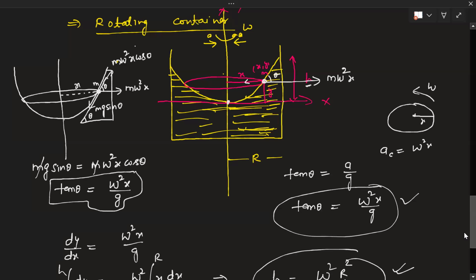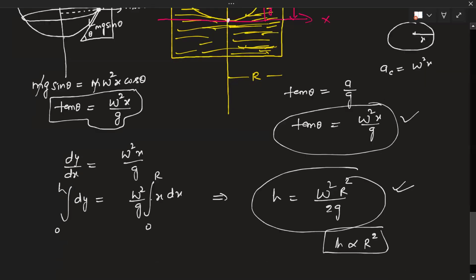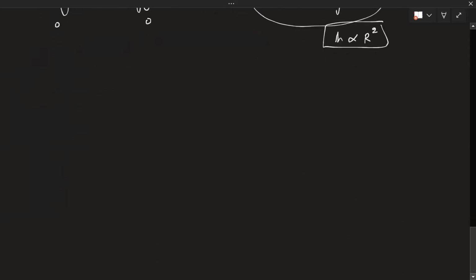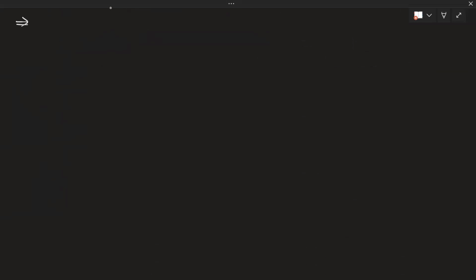Okay. So this was accelerating container. If I say a container is moving with constant velocity, no acceleration, then these formulas will not be applicable. It is only applicable when the container is moving with some kind of acceleration.